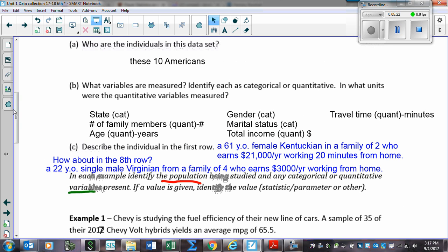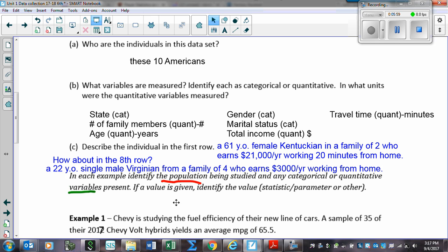So for the first one, note first that 2017 Chevy Volt hybrids, that's not that they made 2017 of them, it's that it's the model year 2017. Okay, so the population is all of the 2017 Chevy Volt hybrids ever made. There's a tendency to think, especially initially, that it's 35 of them. But we'll assume that there are more than 35 of those types of cars made. And also, there's a hint here that tells us that it was a sample of 35, and so 35 is the sample.